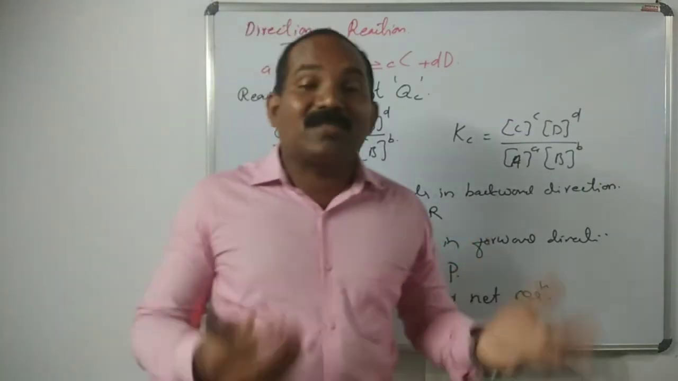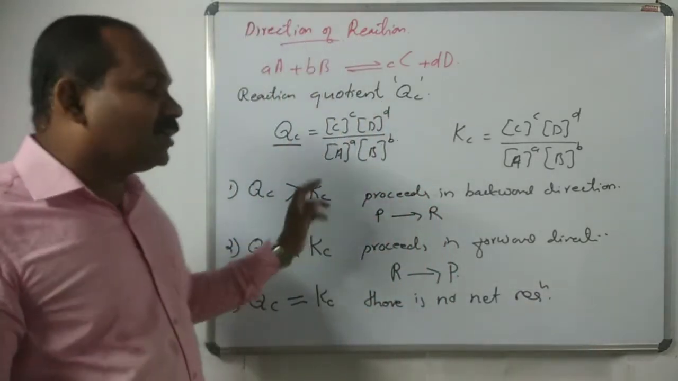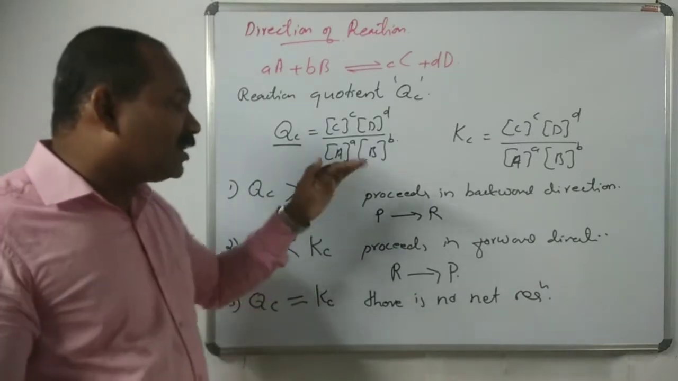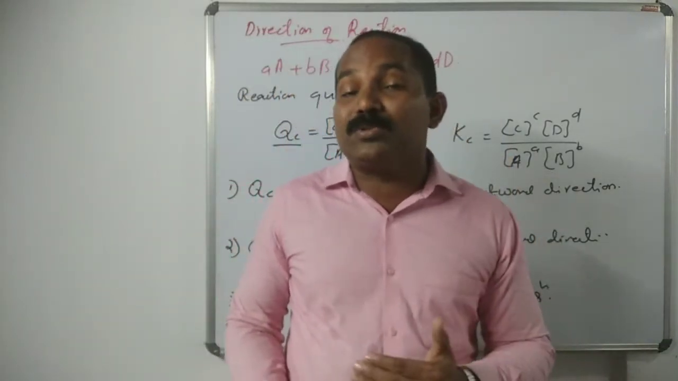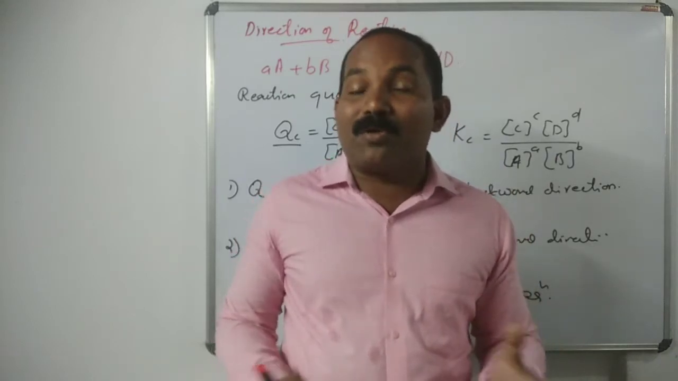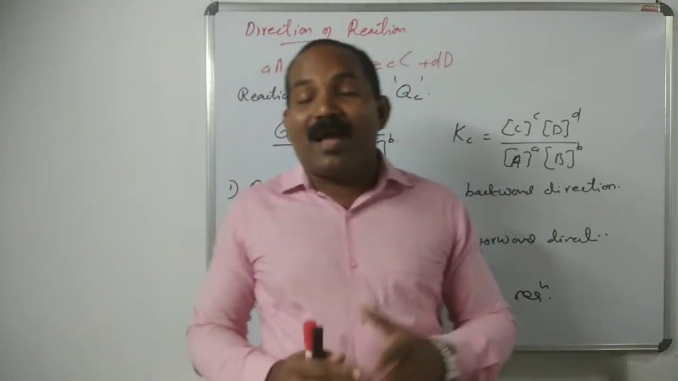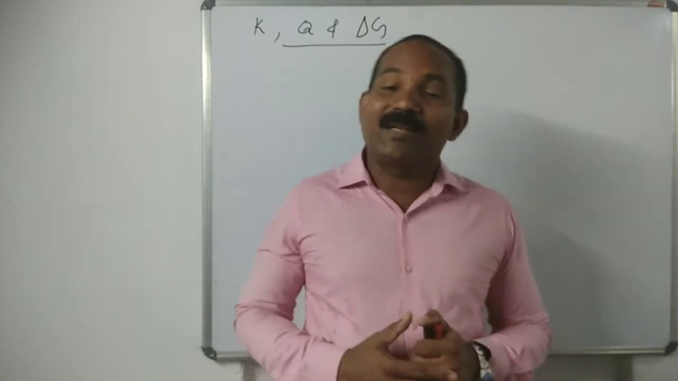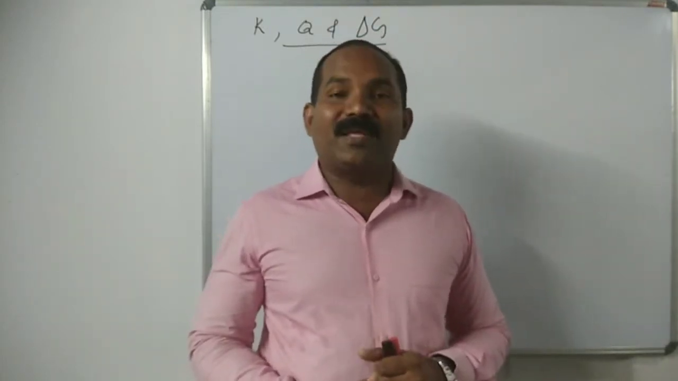But Qc is not necessarily at the equilibrium value. At any time, Qc can be calculated. If Qc is greater than Kc, the reaction proceeds in the backward direction, and products decompose into reactants. If Qc is less than Kc, it proceeds in the forward direction, that means reactants are converted into products. And when Qc is equal to Kc, the reaction is going on, but there is no net reaction. That's about the direction of the reaction.